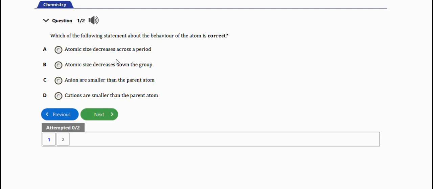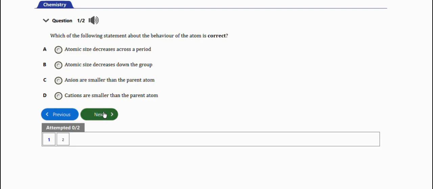What atomic size does is that it increases down the group basically, but decreases across the period. Across the period electrons are added, whereas down the group shells are added. So the right answer to this question is option A. Very important, take note of this particular question. Atomic size decreases across the period. Alright, so that's for this question.